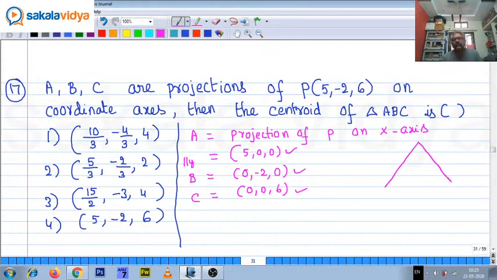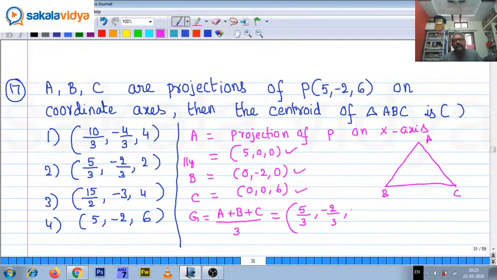Now these three projections are the vertices of the triangle ABC. Then the centroid of triangle ABC, G, equals A plus B plus C by 3. So we get 5 plus 0 plus 0, that is 5 by 3. This will be -2 by 3. And 6 by 3, that will be 2. So that means the second option is the right option.